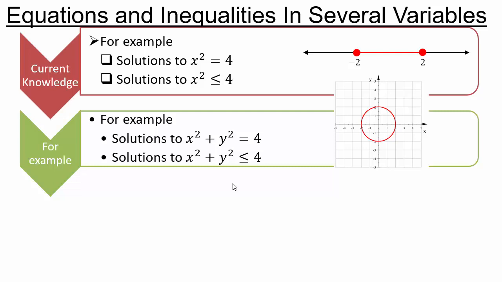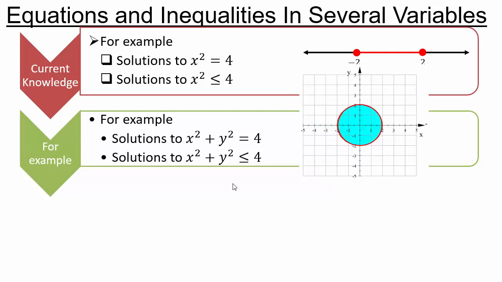x squared plus y squared less than or equal to 4 will be all points on the circle and on the inside of the circle. Because if you, for example, pick (0, 0), (0, 0) satisfies the inequality x squared plus y squared less than or equal to 4. Any point that you pick outside of x squared plus y squared equals 4, which is the circle, will not satisfy the inequality. So that's one way of figuring out what the solutions to inequalities in two variables might look like.